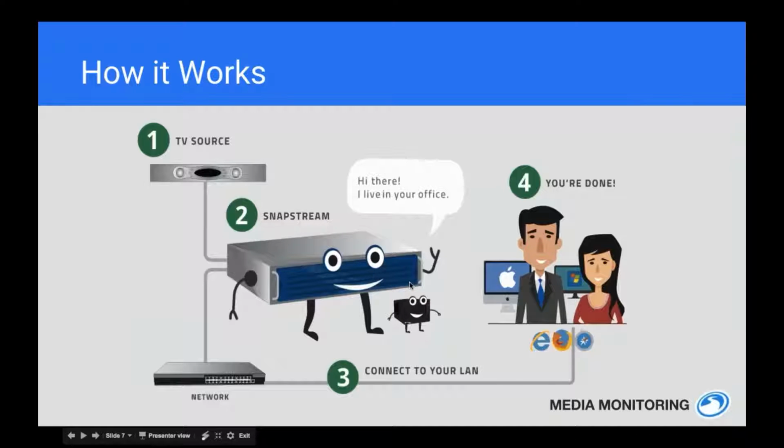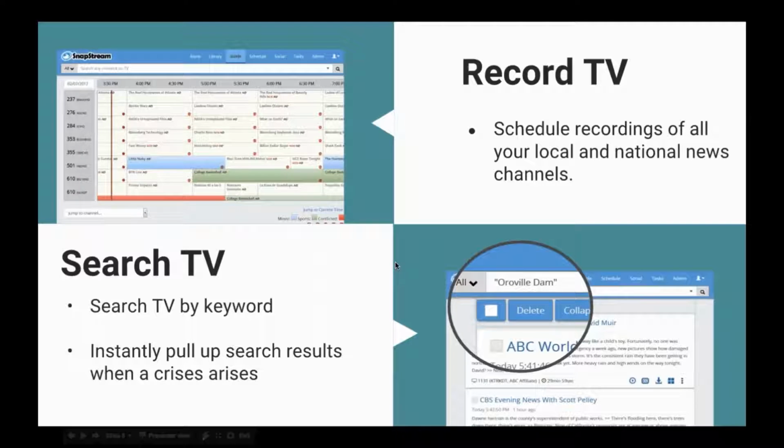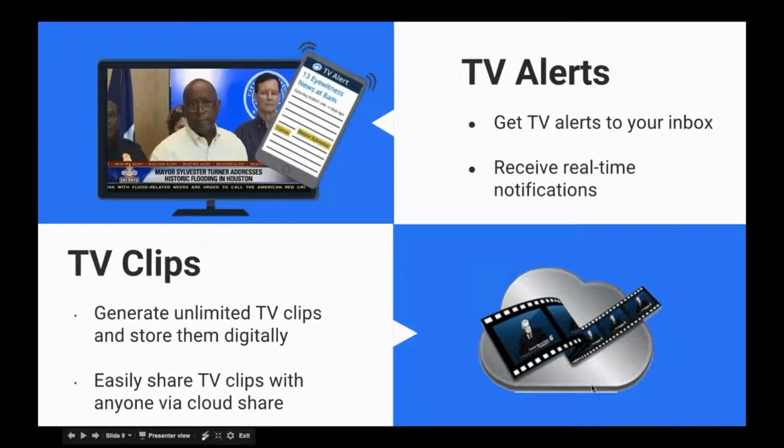Snapstream is a lot like a DVR, except if you look here at step number 2, that appliance can record up to 10 television shows at a time. So you can think about it like a DVR on steroids. And then once you have told Snapstream what it is you want to record with our easy program guide, we make it so you can search inside TV. You can do ad hoc searches like what you see here. A search on Oroville Dam shows all the places where Oroville Dam was mentioned on TV.